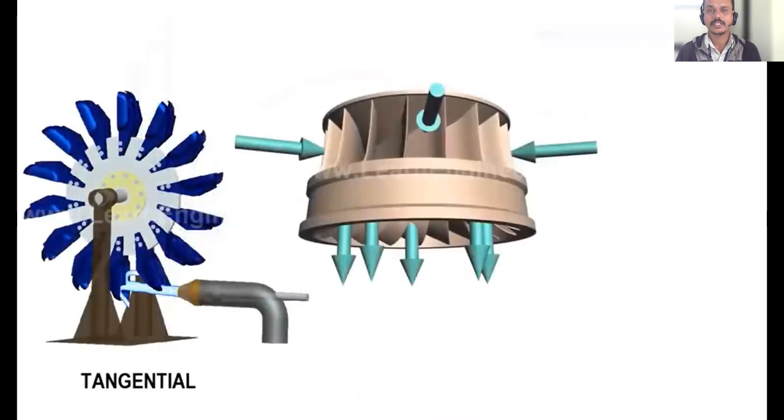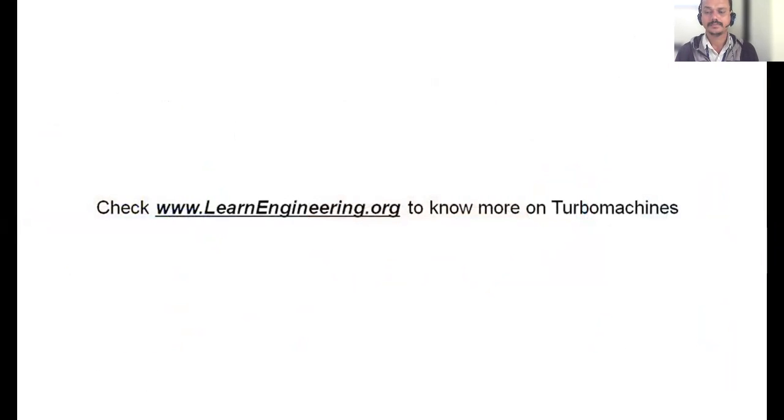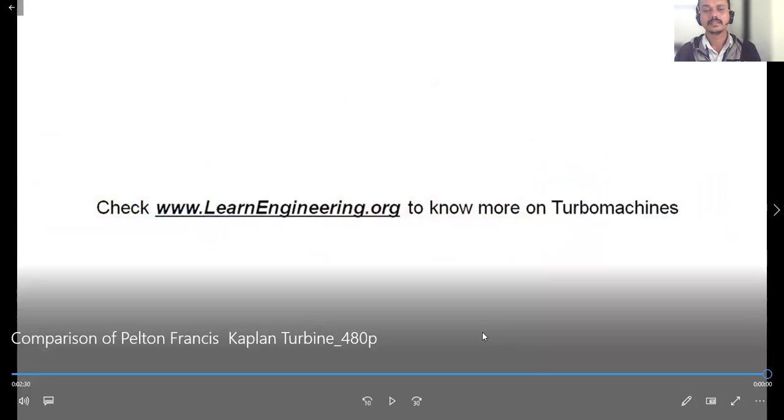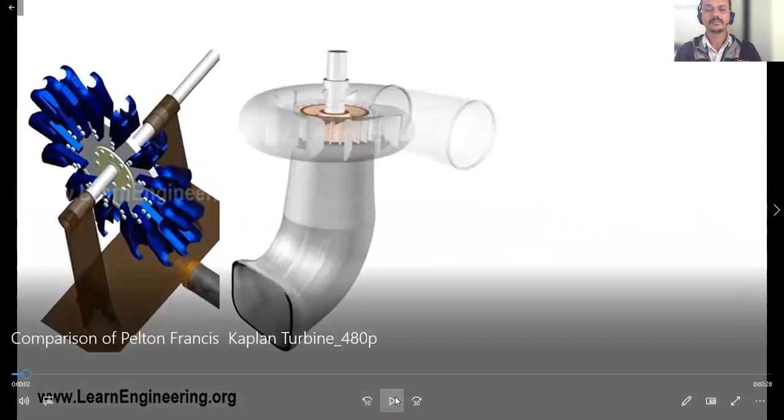This one is the tangential flow turbine, where the water strikes the turbine tangentially. Francis turbine is the mixed flow turbine, where the water enters radially and leaves axially. And Kaplan turbine is the pure axial flow turbine. Okay.